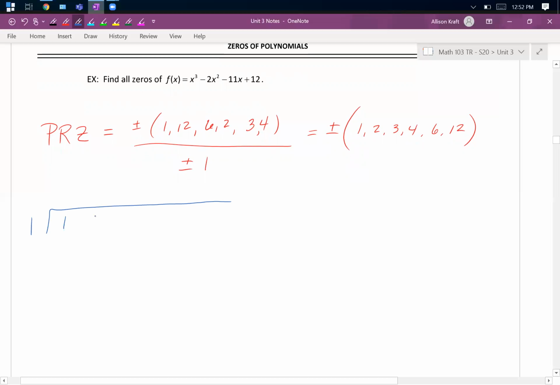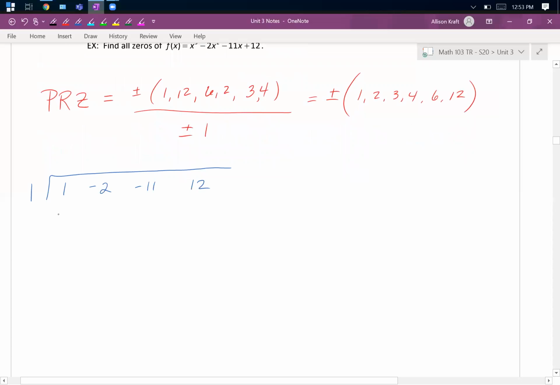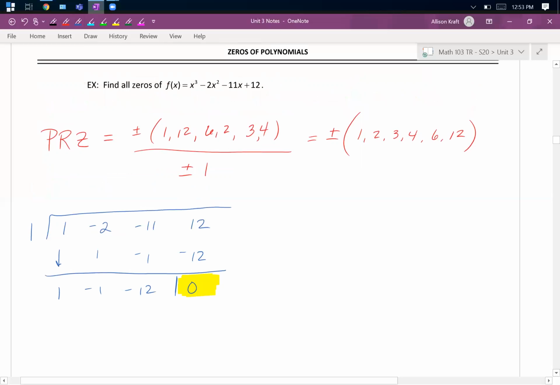We're synthetically dividing it in. How will I know if it's a 0? Like, why am I doing this? I forget. It's been 3 weeks. The remainder is 0. If the remainder is 0, then that means that this number is 0. So we're just going to use synthetic division to check the remainder. We get a remainder of 0, so that tells us that 1 is a 0.